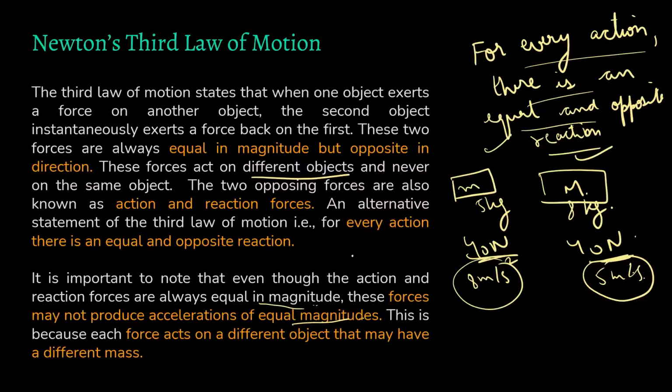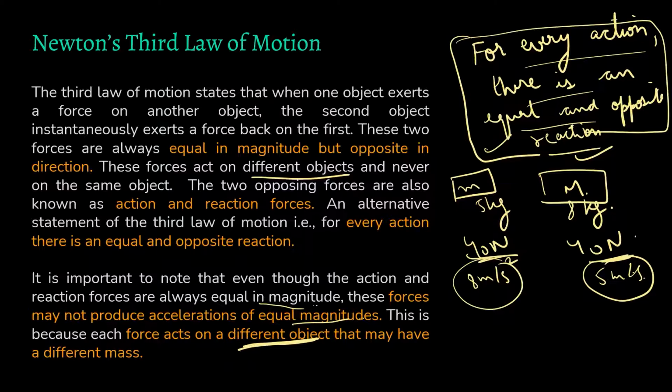So this is because each force acts on a different object. We need to take care of this. We know that for every action there is an equal and opposite reaction. So force is the same but our accelerations are different. Why? Because our force acts on different objects, and different objects can have different mass.